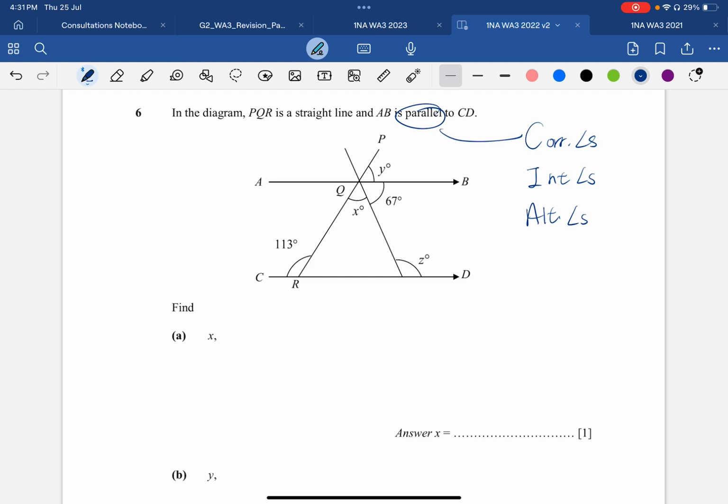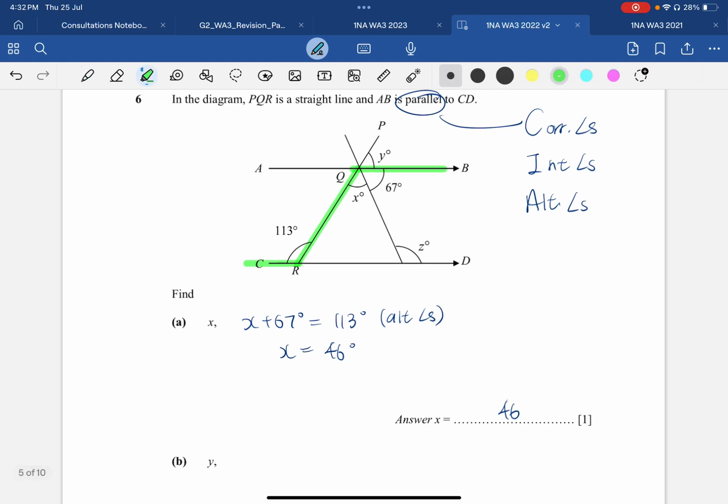Okay, first, to find angle X, you have to observe that angle X is part of this alternate angle, right? Okay, so X plus 67 degrees is actually equal to 113 because of alternate angles. So this would mean that X is 113 minus 76, which is 46 degrees.